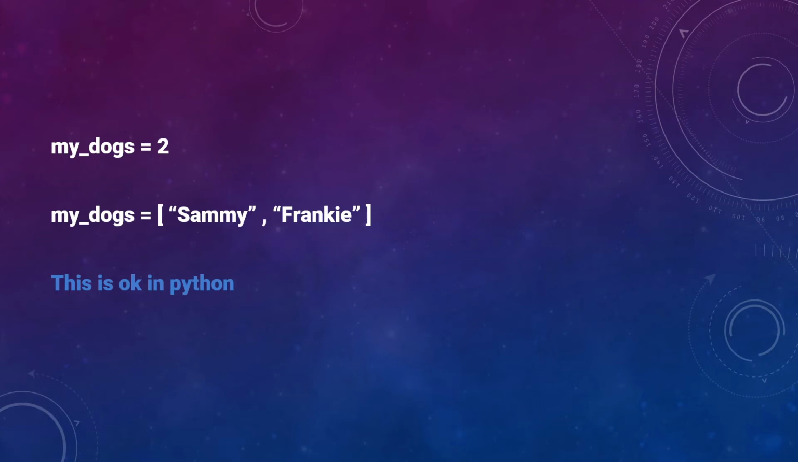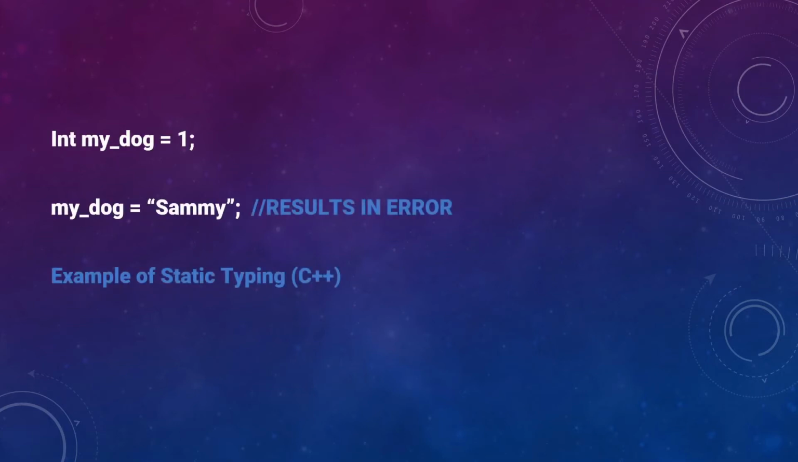Now that's totally okay in Python, but in other languages that would produce an error, and that's because these other languages are statically typed, meaning in other languages such as C++, you would have to say int for integer and then say my_dog is equal to whatever integer value. You would not be able to assign a different data type. You would not be able to say my_dog is equal to Sammy because it's no longer an integer, and that would result in an error.